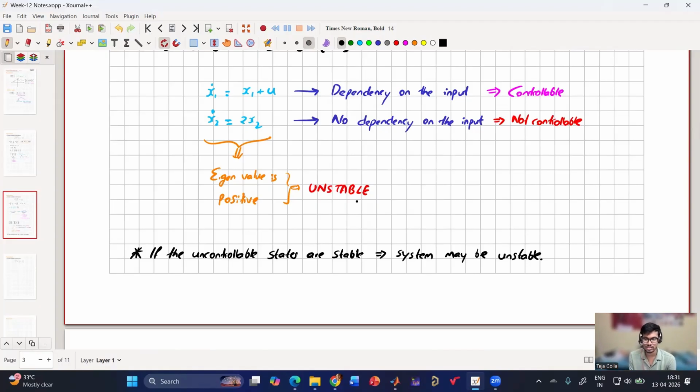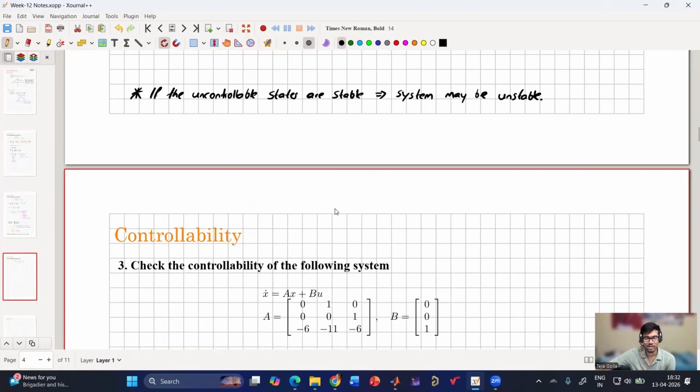But since that was not discussed in this course, we will not go into that discussion. We'll just end at this point, checking whether the system is controllable or not, which states are controllable and which are not, and whether the uncontrollable states are stable or not. So we are just checking these kinds of tests, and then we'll leave it there.